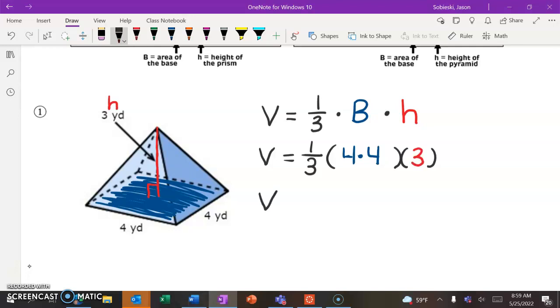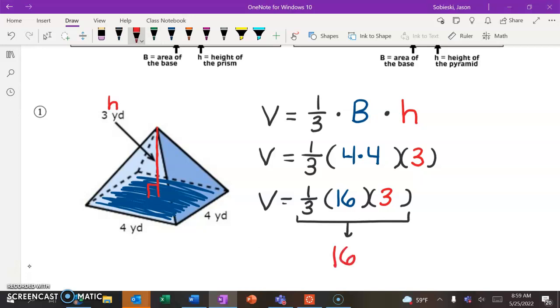Again, now we just have to simplify a bit. 1/3 will stay the same. It always is 1/3 for a pyramid. The only thing that we can really simplify so far is 4 times 4, which gives us 16. The height still stays as 3. If we take this product and put it into our calculator, this will give us an answer of 16 for volume.